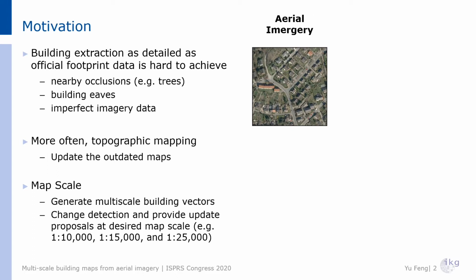As for topographic maps, scale is an important feature. Mapping agencies have built vector databases for different map scales. However, it is not easy to update them in a consistent way.